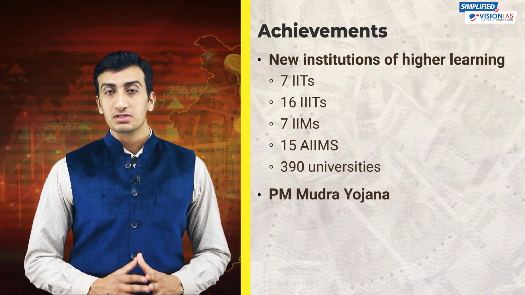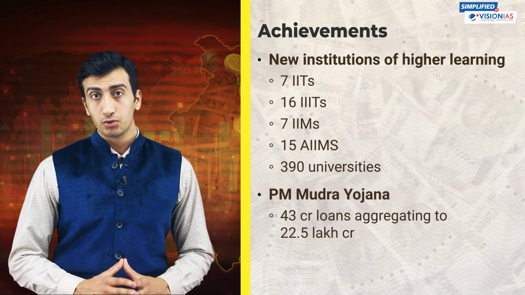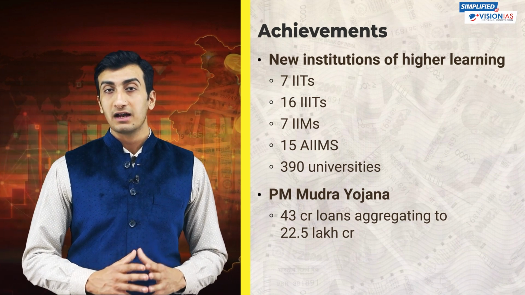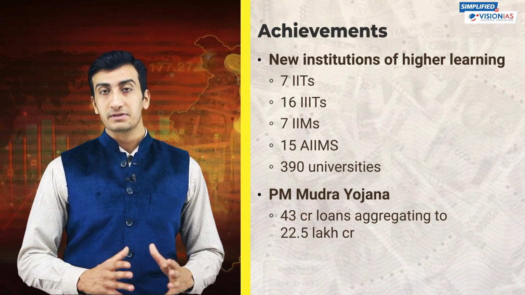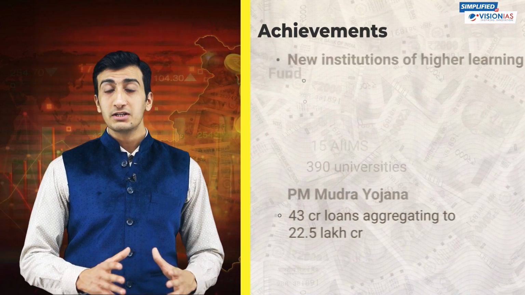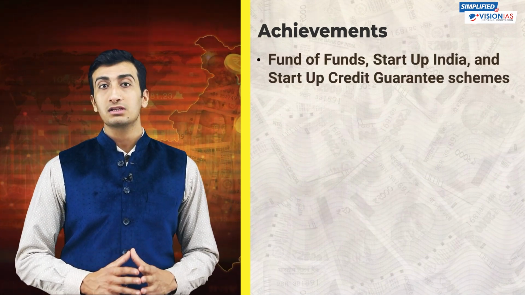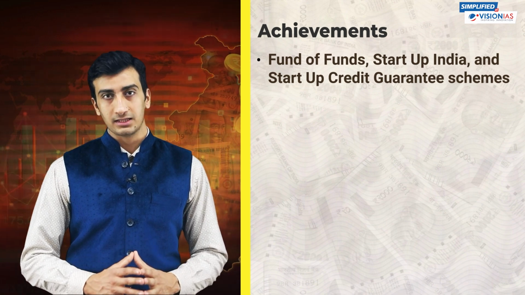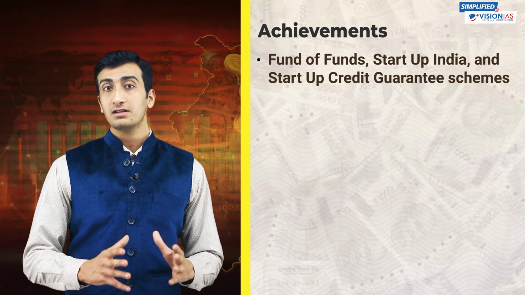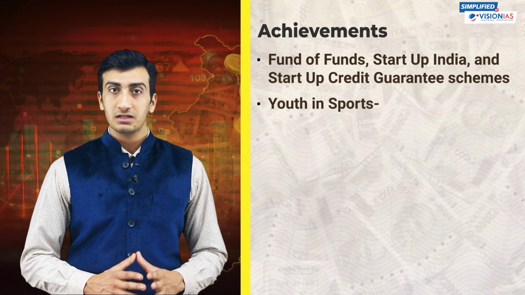The PM Mudra Yojana alone has sanctioned 43 crore loans aggregating to 22.5 lakh crore for the entrepreneurial aspirations of our youth. Besides that, Fund of Funds, Startup India and Startup Credit Guarantee schemes are assisting the youth and helping them become Rozgar Data.